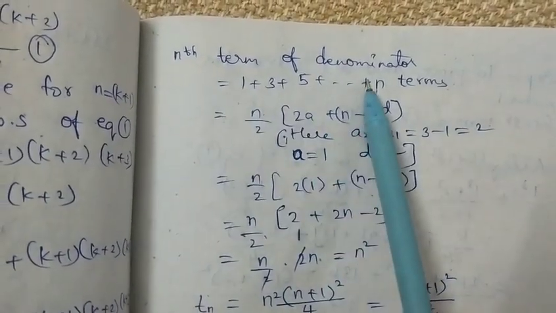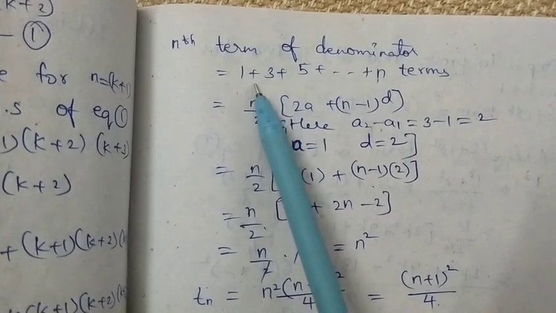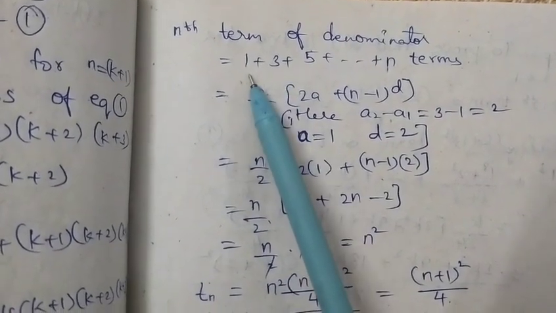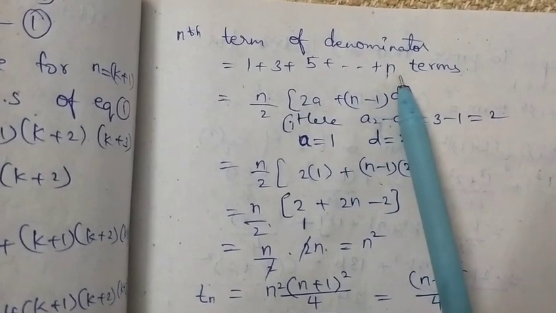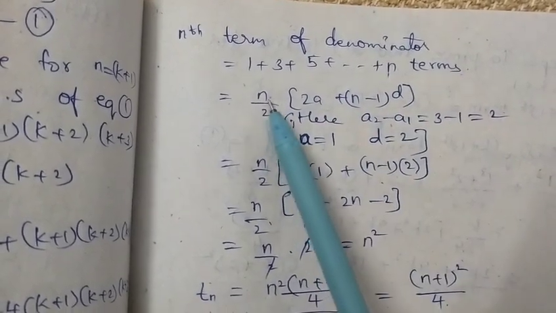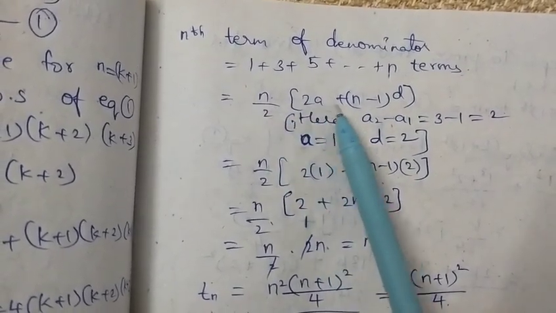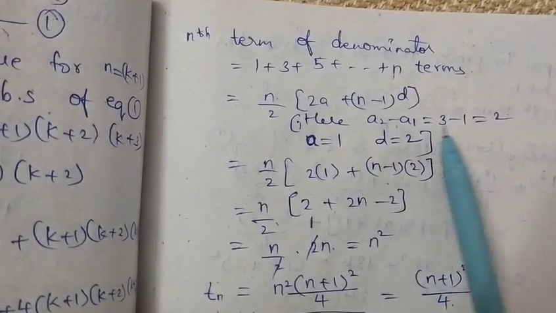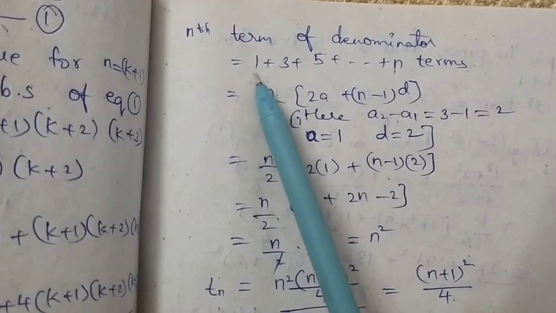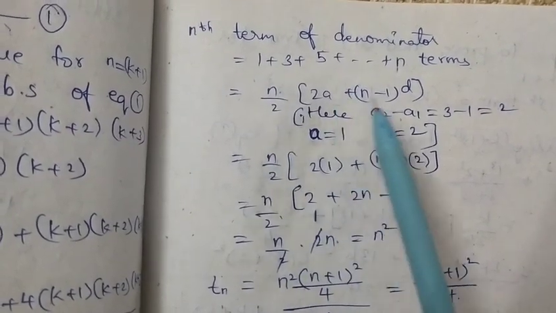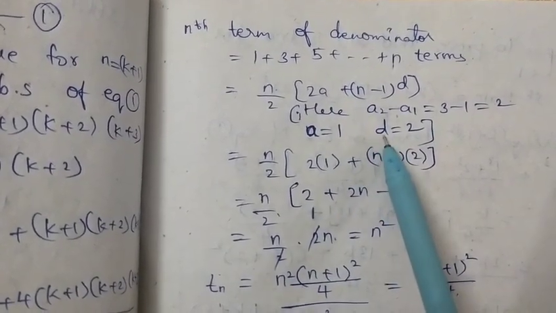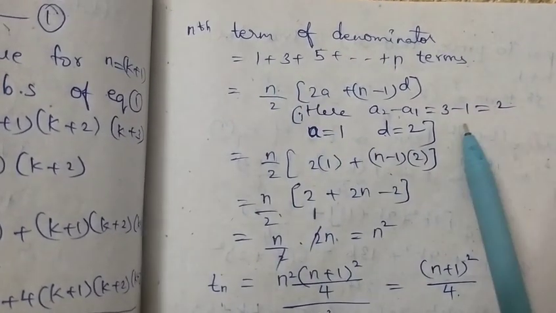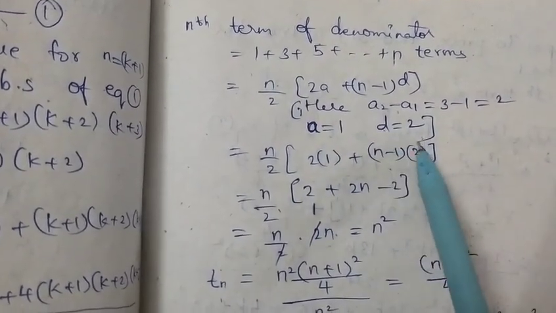And the term of the denominator, how can you get it? By the sum of the terms in an AP, right? So 1 plus 3 plus 5 plus so on till n terms is equal to n by 2 into 2a plus n minus 1 into d. Here a is the first term, that is 1. Then the common difference d, how will you get it? Second term minus first term, that is 3 minus 1, which is equal to 2. So d is equal to 2.